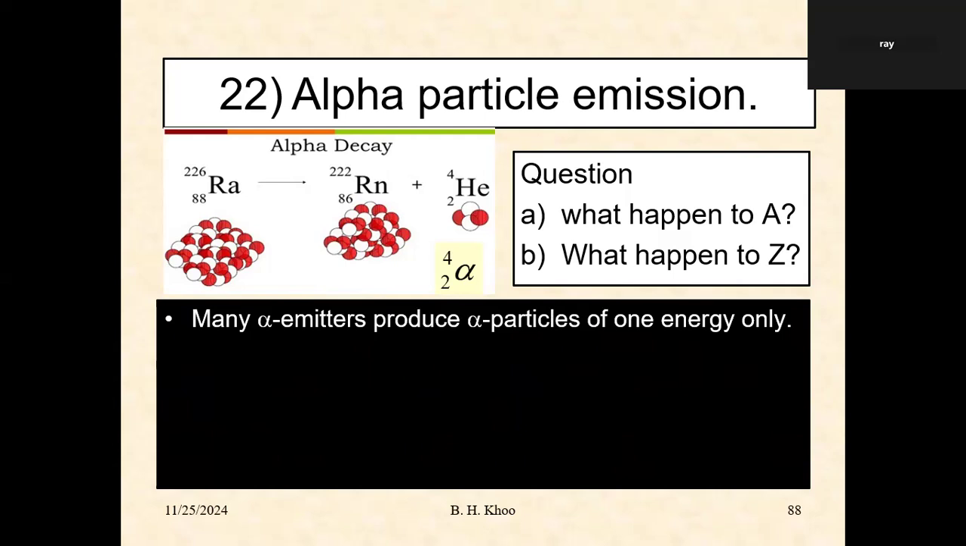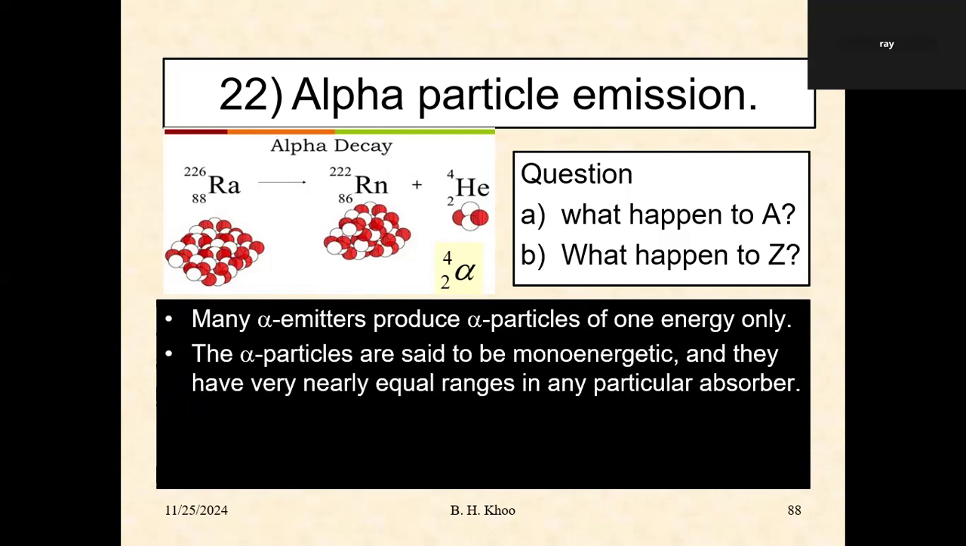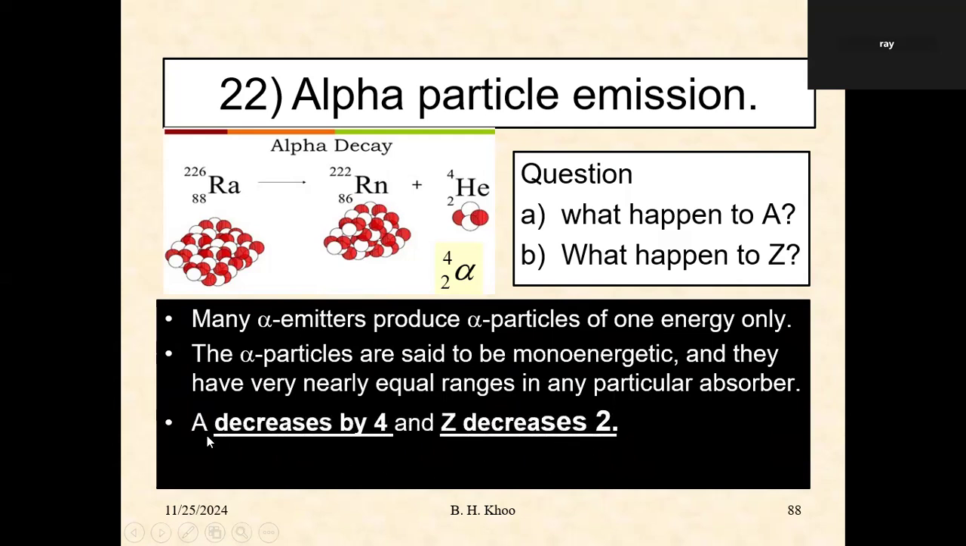Many alpha emitters produce alpha particles of one energy only. The alpha particle is said to be monoenergetic. That means one energy only. And they have very nearly equal range in any particular absorber, because they have the same energy. A, the nuclear number, decreases by 4. Z, the proton number, decreases by 2. Memorize.